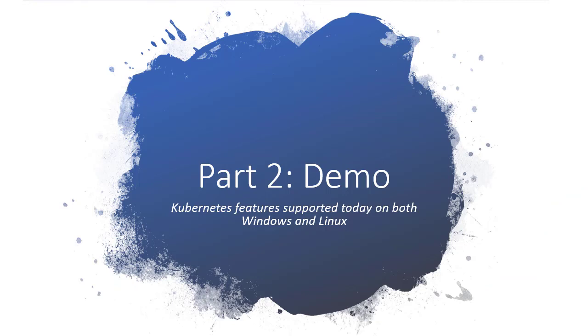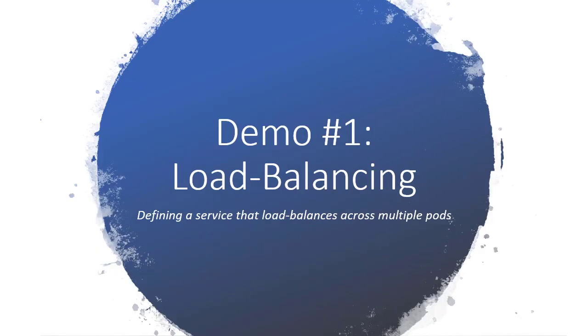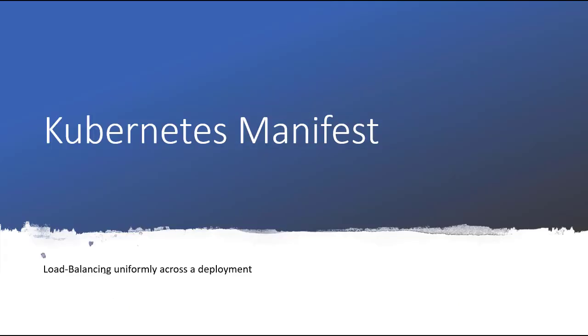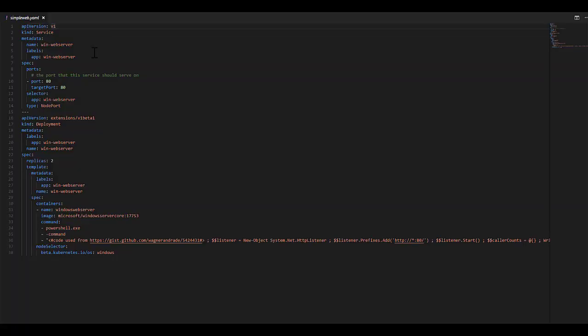Next up is the second part of the video, which will demonstrate some popular Kubernetes features available today. For the first demo, I will define a service that will load balance across multiple pods. Here's a sample manifest that shows load balancing across multiple pods in action. What you see here is a service definition of type NodePort that exposes port 80. It points or load balances across a deployment consisting of 2 pods that use the Microsoft Windows Server Core image for my specific Windows build.